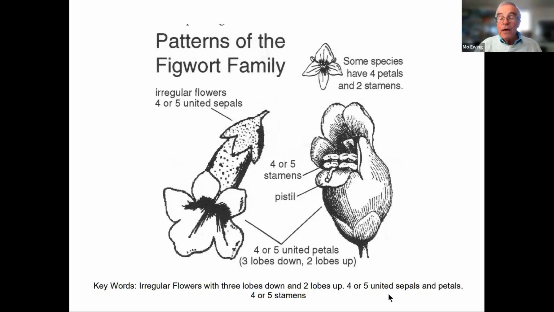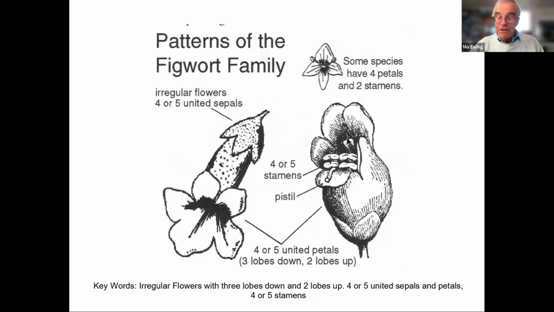4 or 5 united sepals. Here are your sepals here, and they're united because they're not cut all the way to the base. So they're united here, and then you see the top of the sepal here. 4 or 5 united petals, and so you can see the petals also are not cut all the way to the bottom. They're united in this area here. And 4 or 5 stamens. And in this subfamily, one of the stamens is small, which is this guy up here. So there are 4 stamens, and one of them is small.